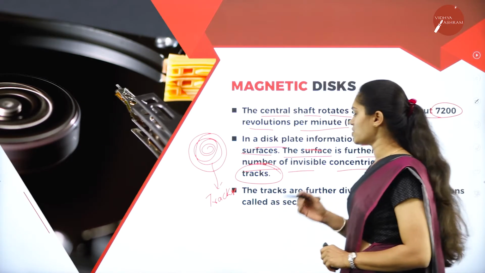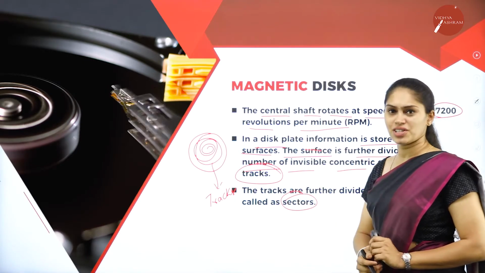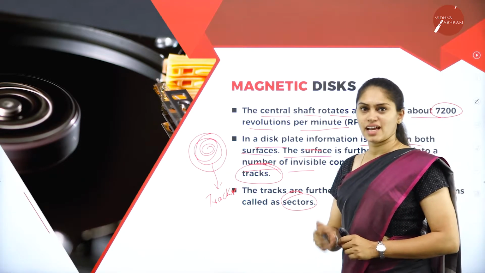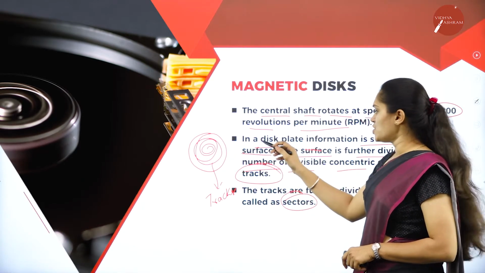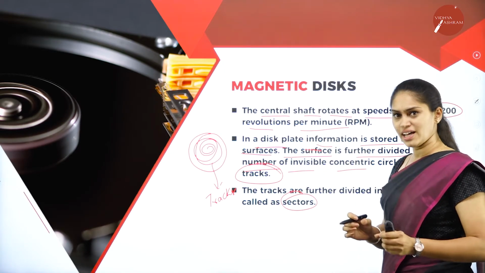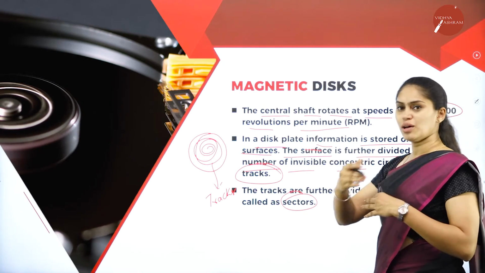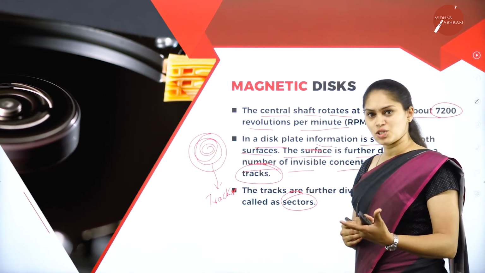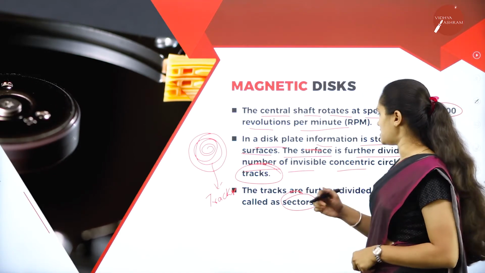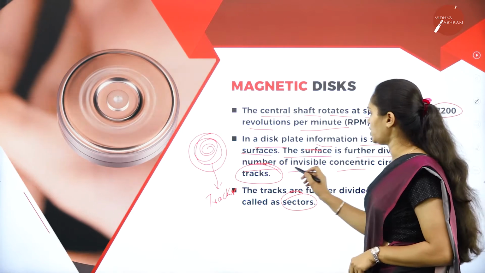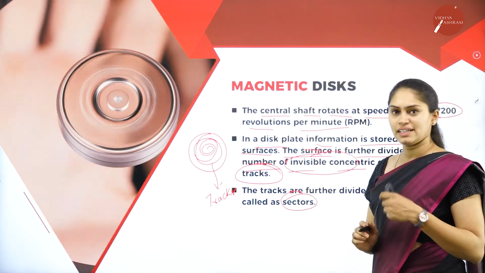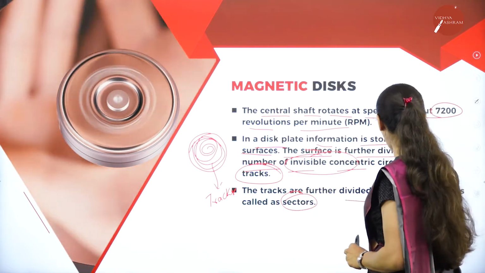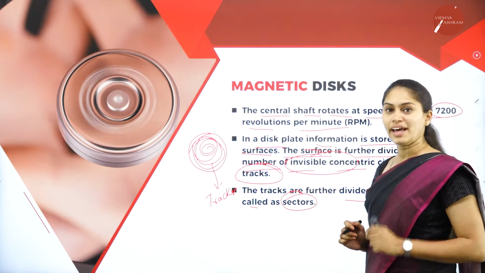So what are tracks? Tracks and sectors are very important questions for 1-mark and 2-mark questions: define tracks or define sectors. You know that this plate stores information on both surfaces, so it has two sides. The surface is further divided into a number of invisible concentric circles, the tracks. Those tracks are further divided into a number of sections, and those sections are called sectors.